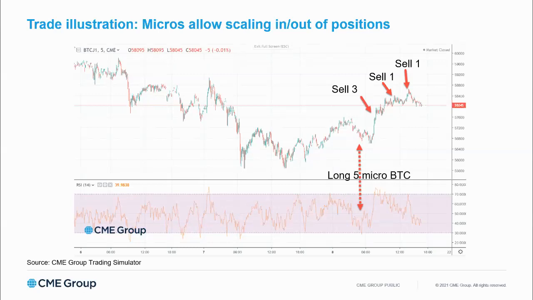You can do that with these micro contracts if you're trading 2, 3, 4, or a handful of contracts. And just as you can scale out, you can scale in. If this trader wanted to scale back in as price depreciated, they could put 1 lot on at 58, put another lot or 2 lots on at 56, and as it goes all the way down to 55, they might get back in with another 2 lots, establishing another position of 5 micro Bitcoin. So these smaller contracts allow traders to scale in and out of their positions.